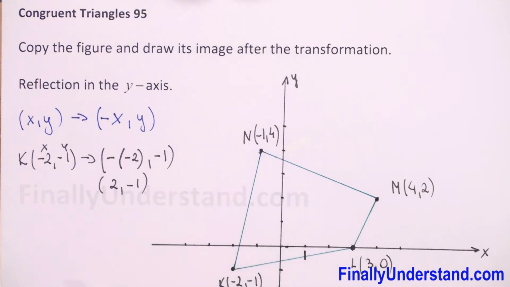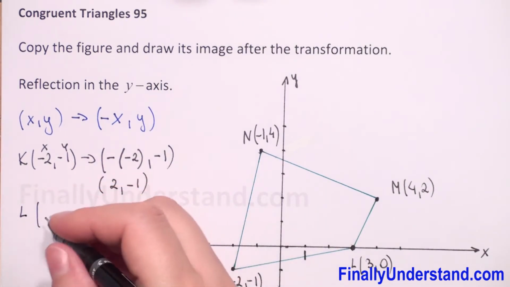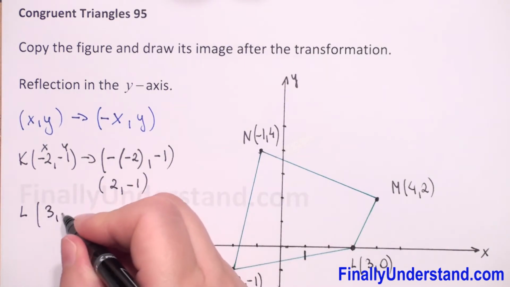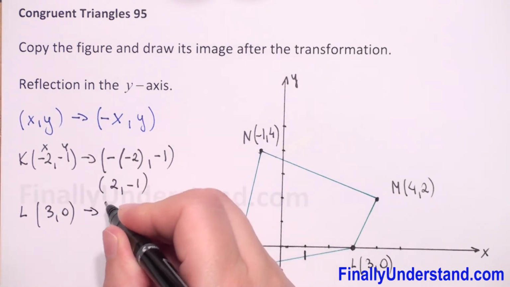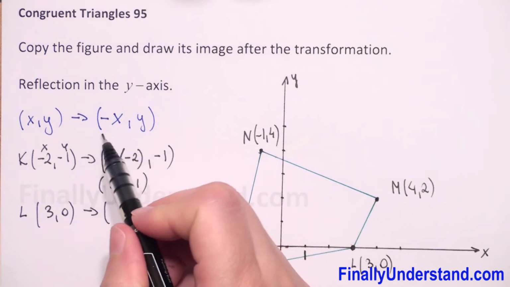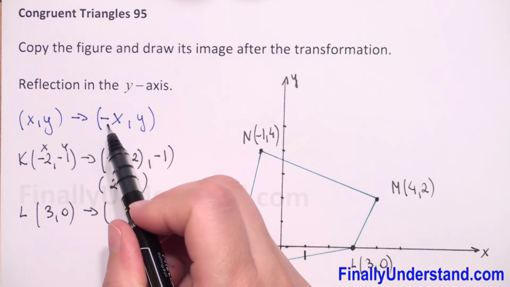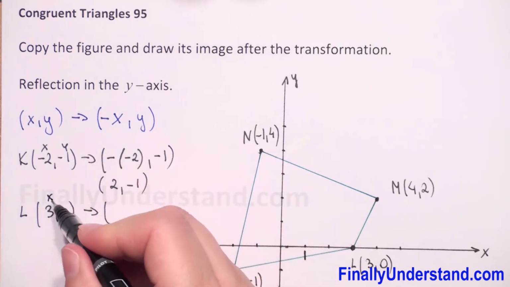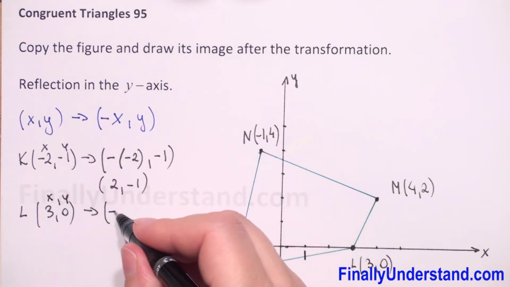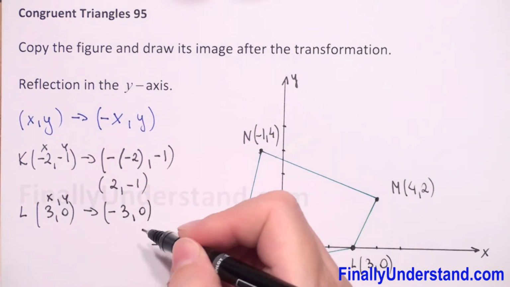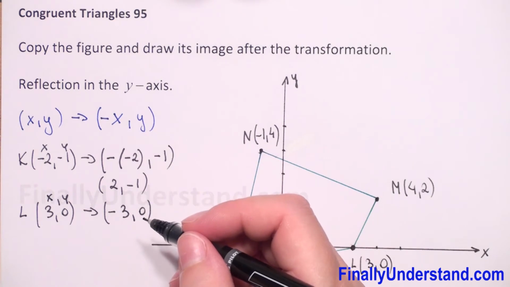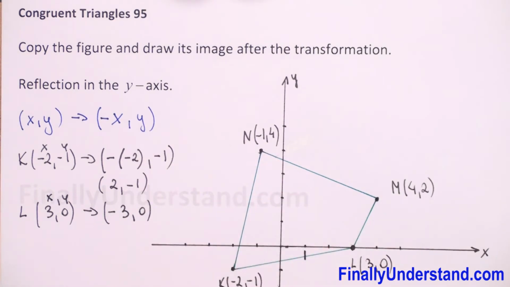The next point is L, which has coordinates (3, 0). We use this formula: we put a negative sign before x, and the y we copy, so it will be (negative 3, 0). This is the reflection in the y-axis. So this is point L.